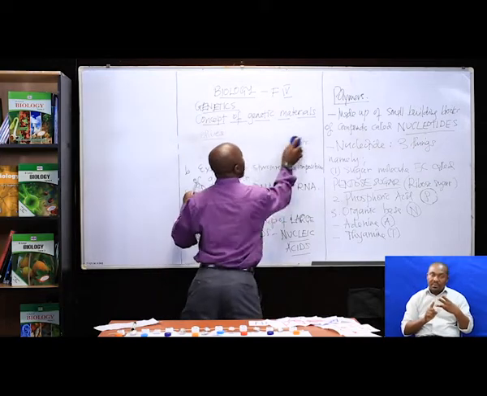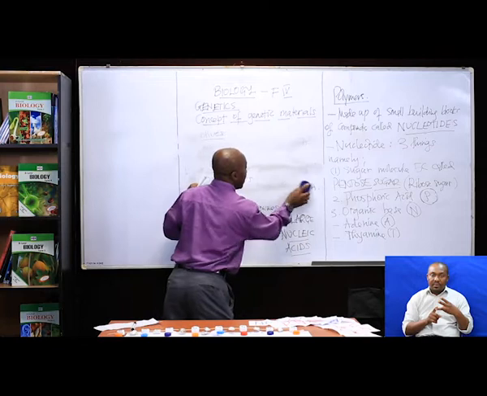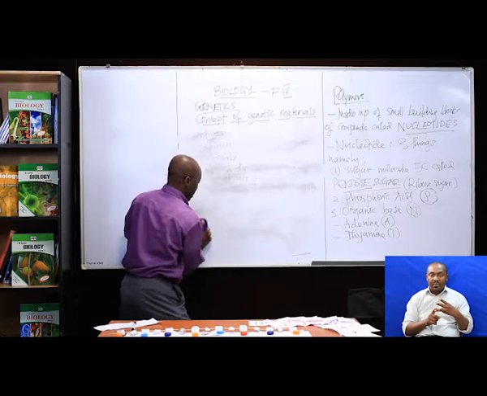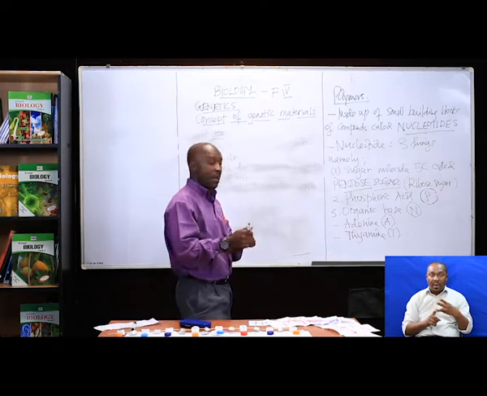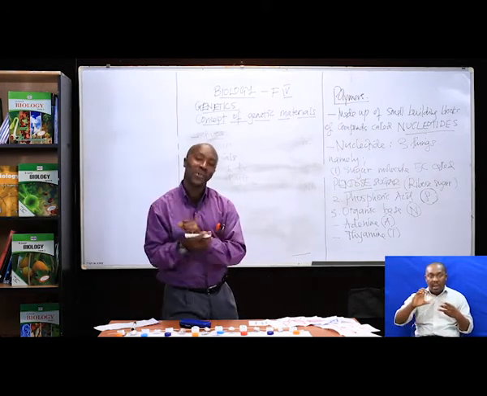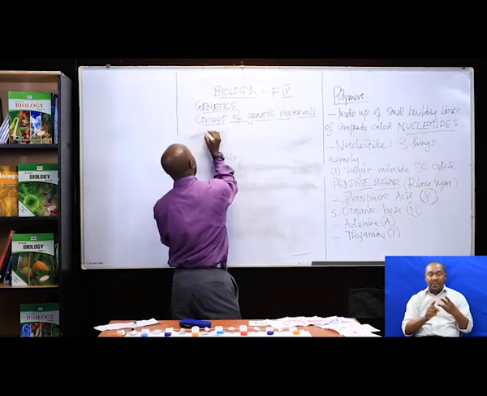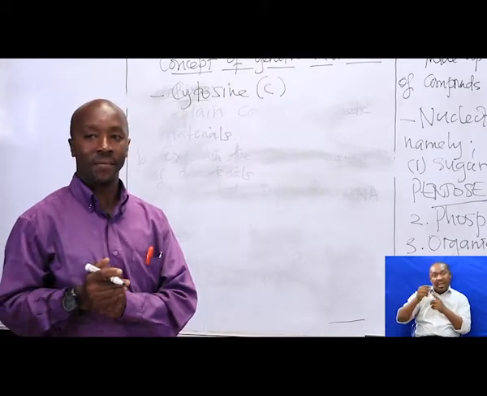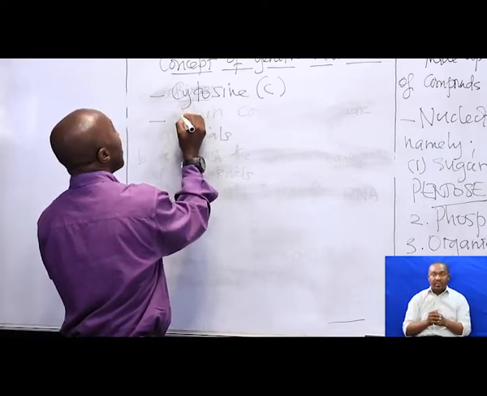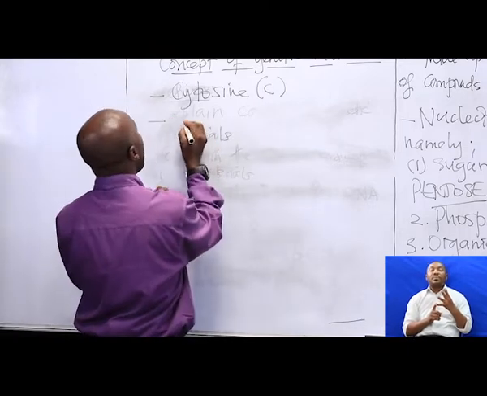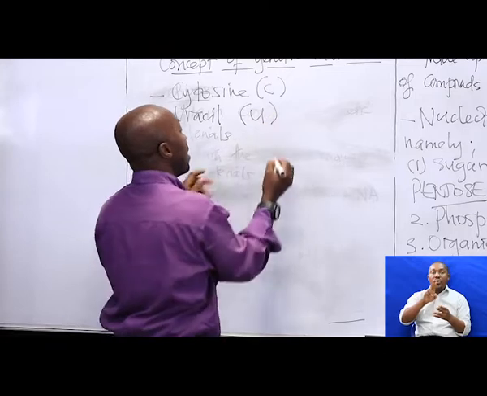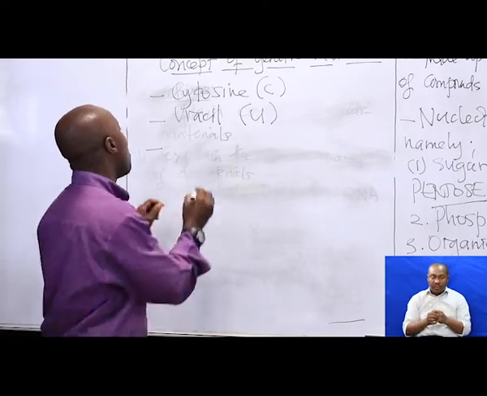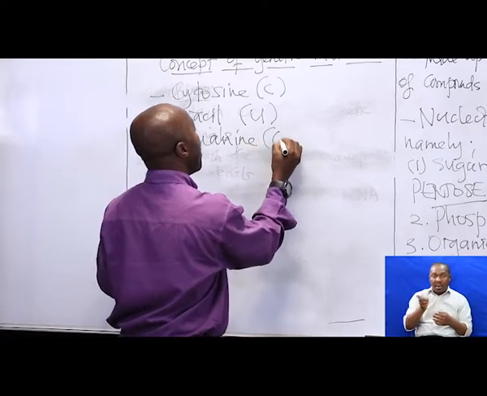And the third one, my dear student, the third type of organic base is cytosine. Cytosine, represented by letter C. Another one is uracil. Yes, uracil, represented by letter U. And the last one is guanine. Guanine, represented by letter G.